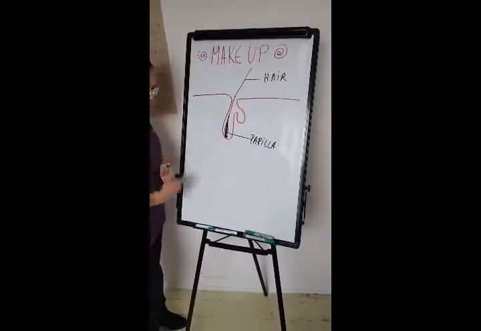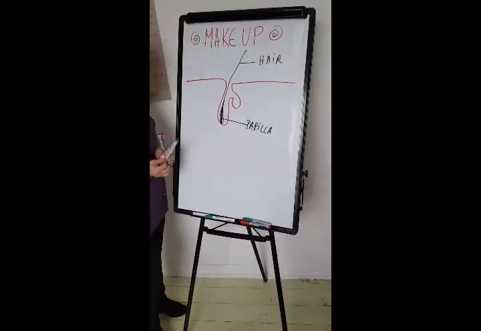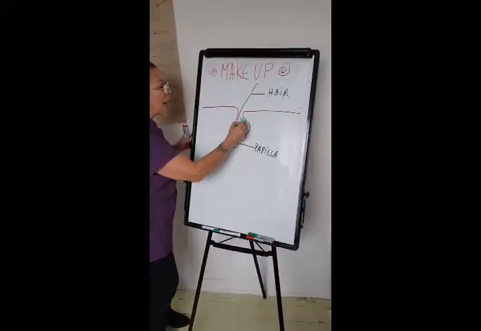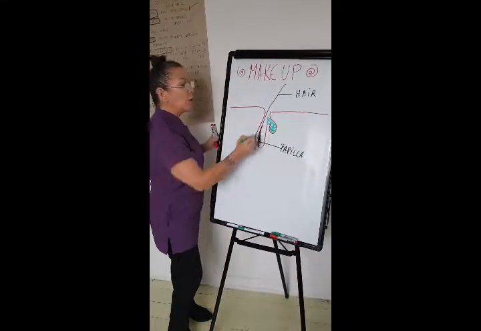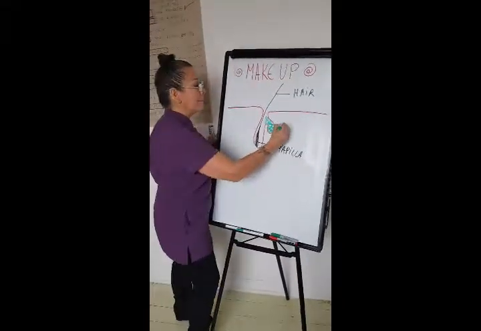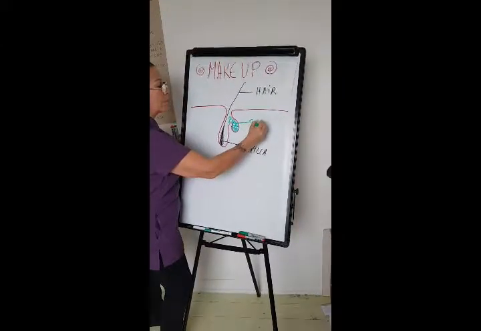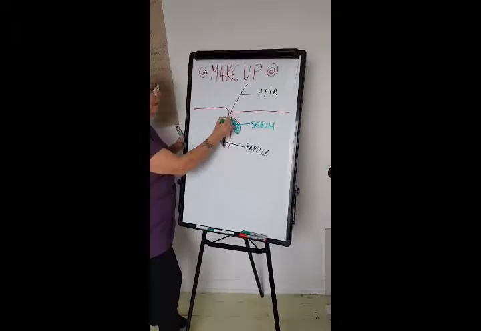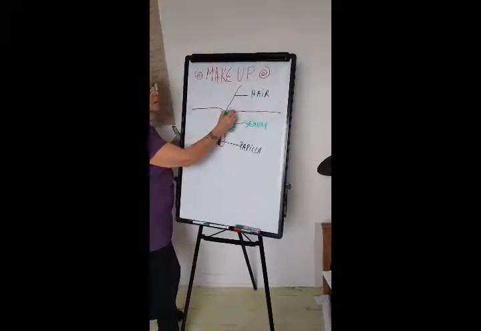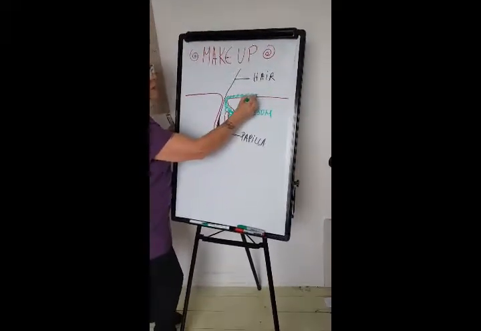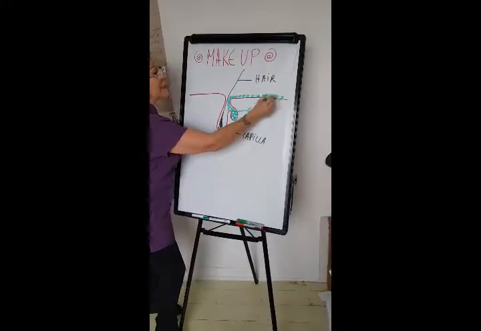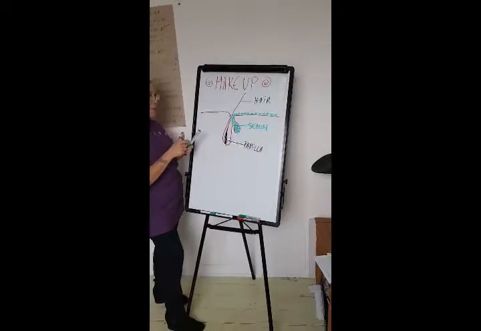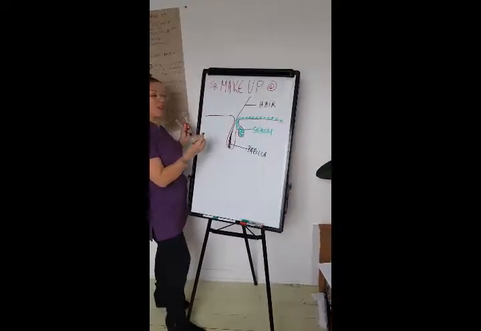Next to the hair, we also encounter a gland that contains a natural oil called sebum. This natural oil sits on our skin. The gland that contains sebum is called the sebaceous gland.